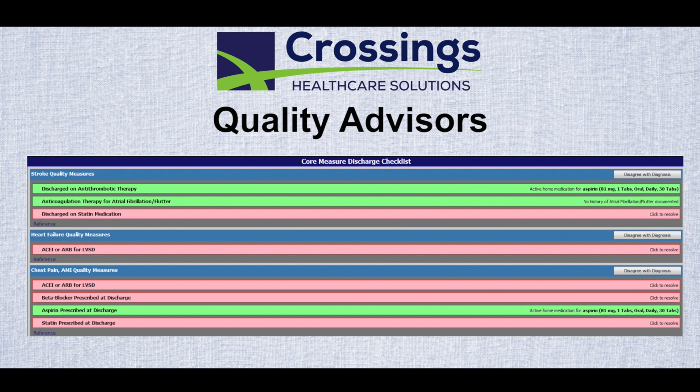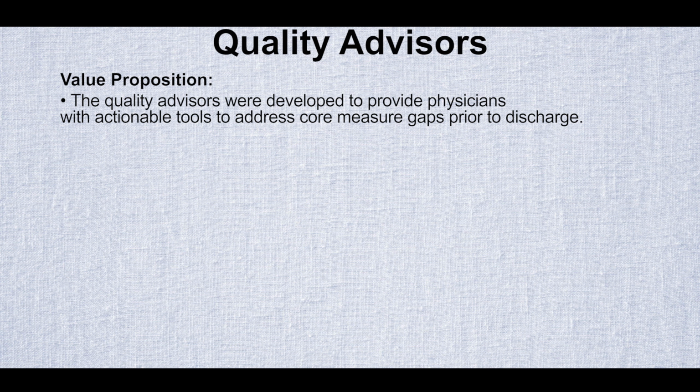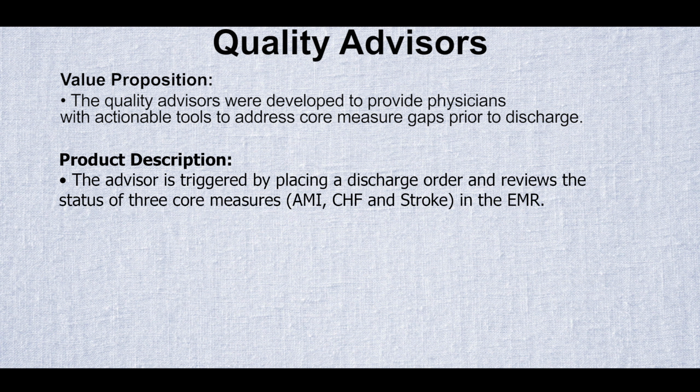Our advisor operates in the background, and the physician doesn't even see it if they have attended to all the core measures. The Discharge Core Measure Advisor was developed to provide physicians with actionable tools to address core measure gaps prior to discharge. The advisor is triggered by placing a discharge order and reviews the status of 3 core measures: AMI, congestive heart failure, and stroke, in the electronic medical record.